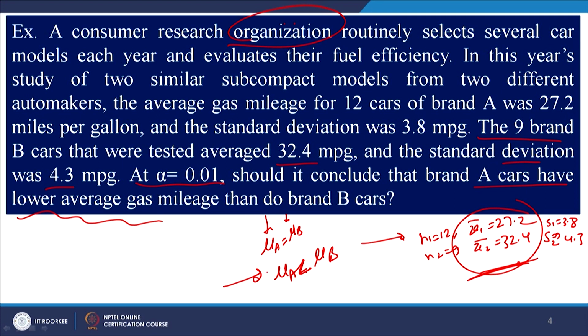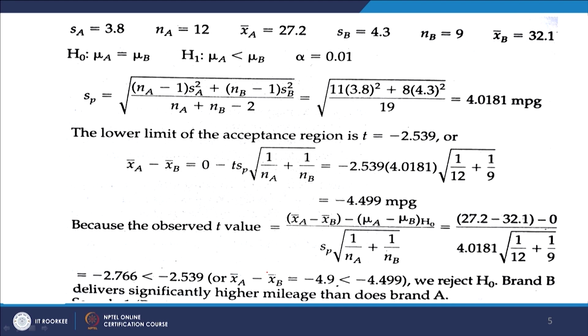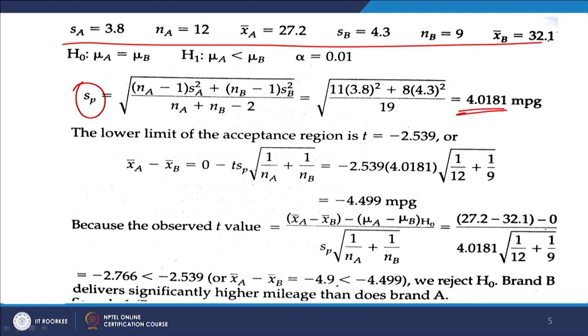So, this is again a simple t-test example. We have got all this information given to us. Just calculate the pooled variance first of all. The pooled standard deviation is 4.0180. The lower limit of the acceptance region would be this. How would the distribution look like? It would be like this. This is your left tail test. So, this is your rejection region, and this is your acceptance region.